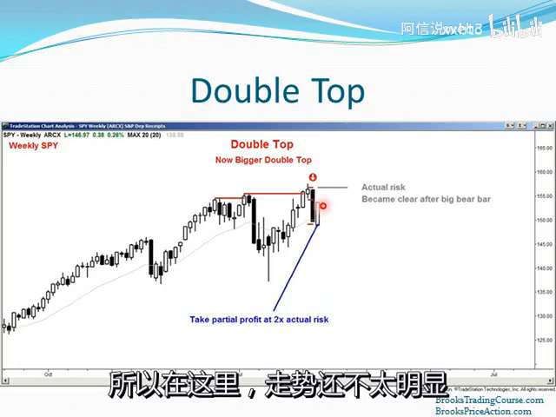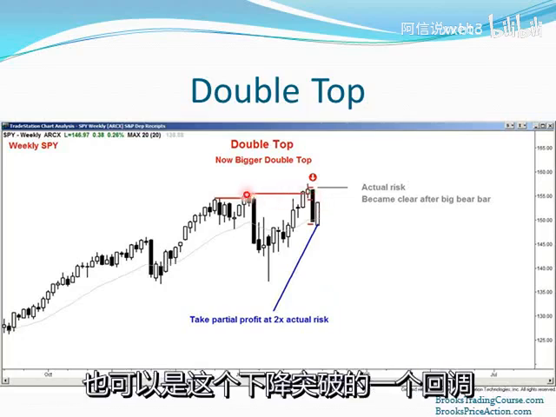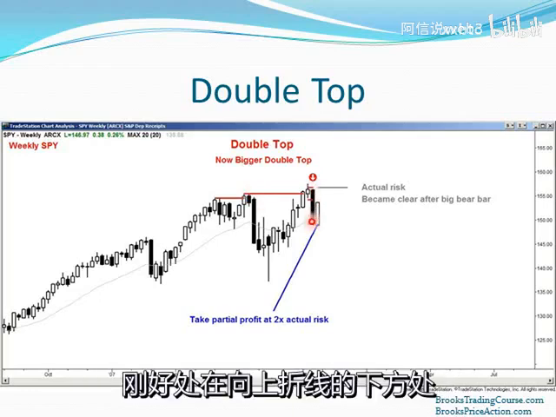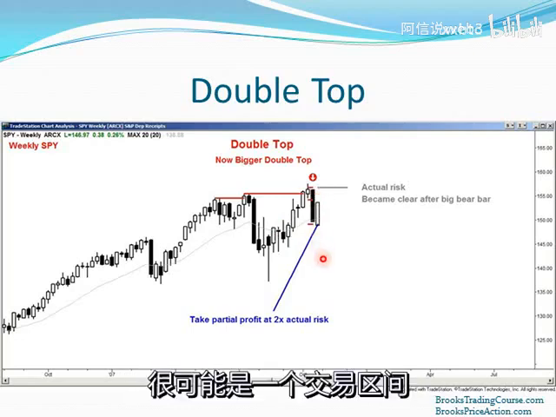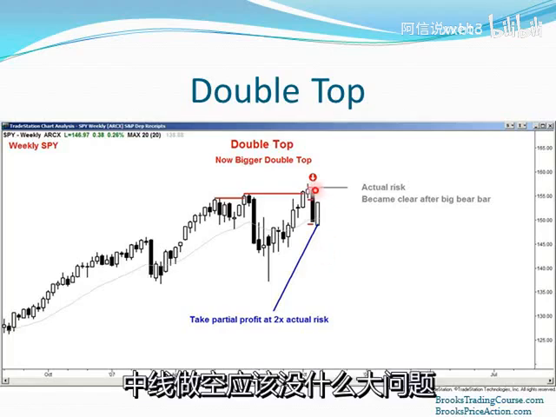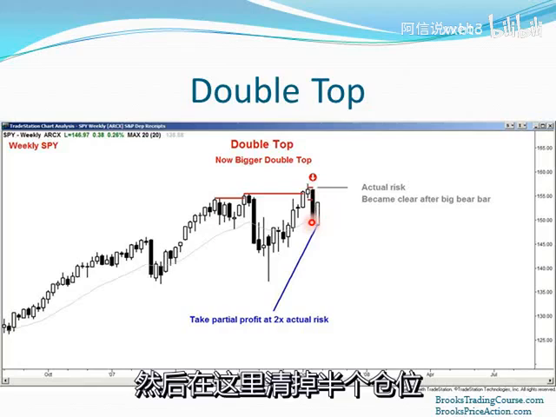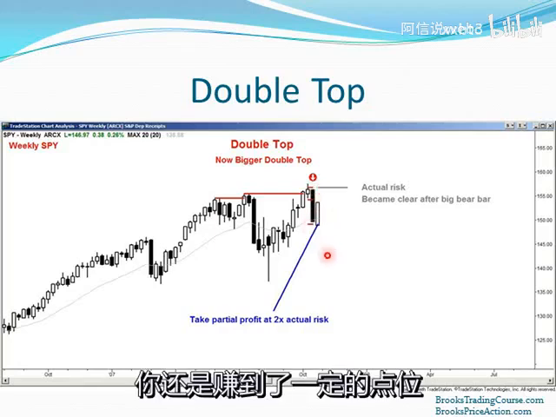So at this point, I think the picture is unclear. This could be a pullback from the breakout above this high. It could be a pullback from this bear breakout below this leg up. Don't know yet. So it's a confusing picture. Probably a trading range. Still an okay swing short with a stop above that bar. You took half off over here. If it gets above that high, you'll still end up with a profitable trade.